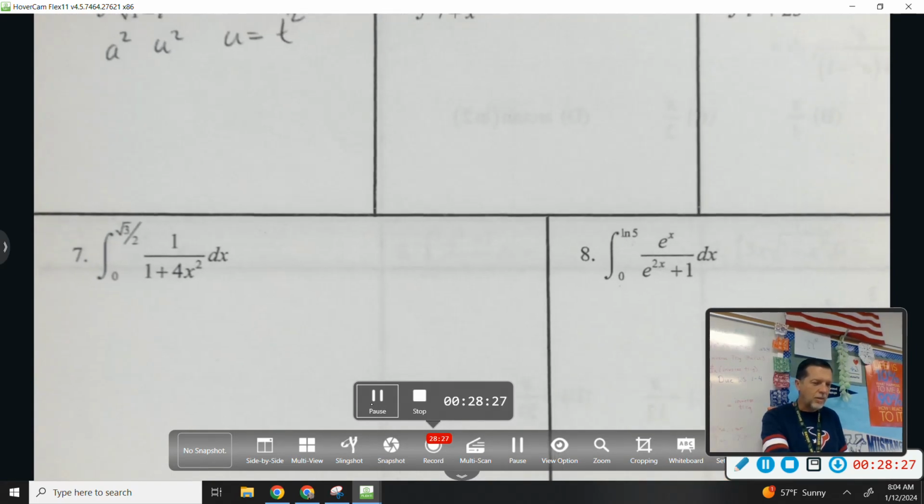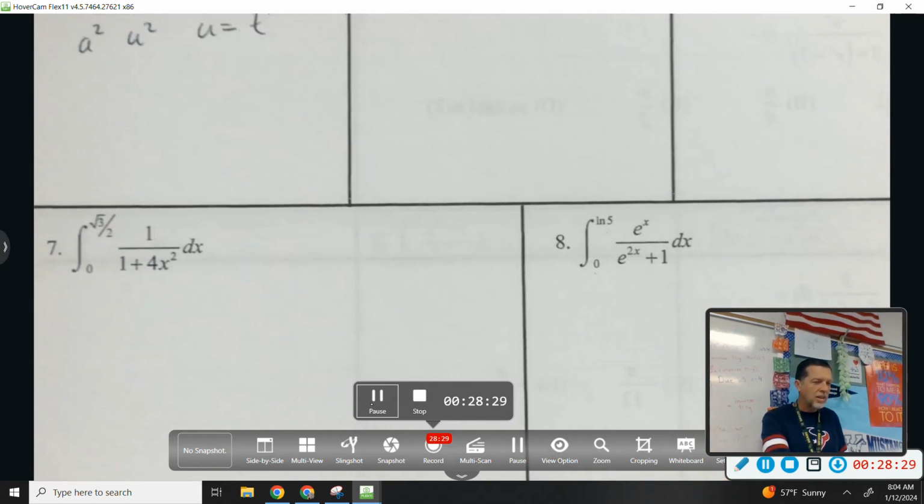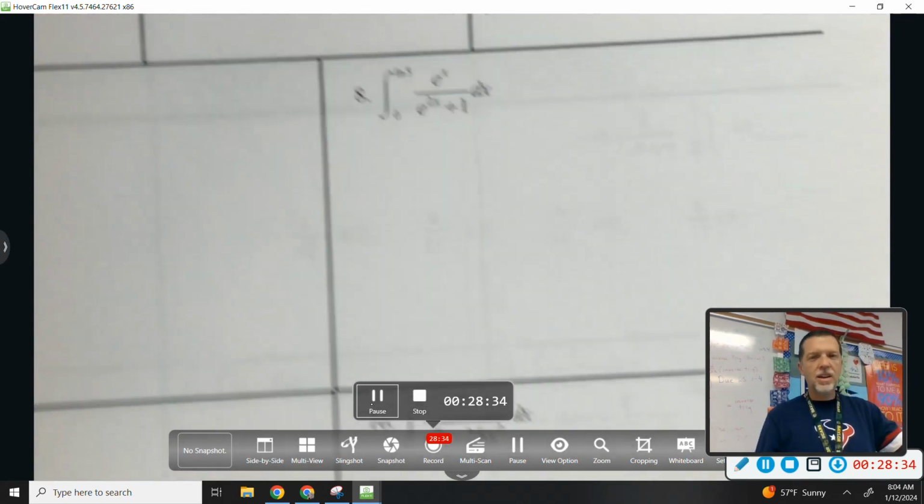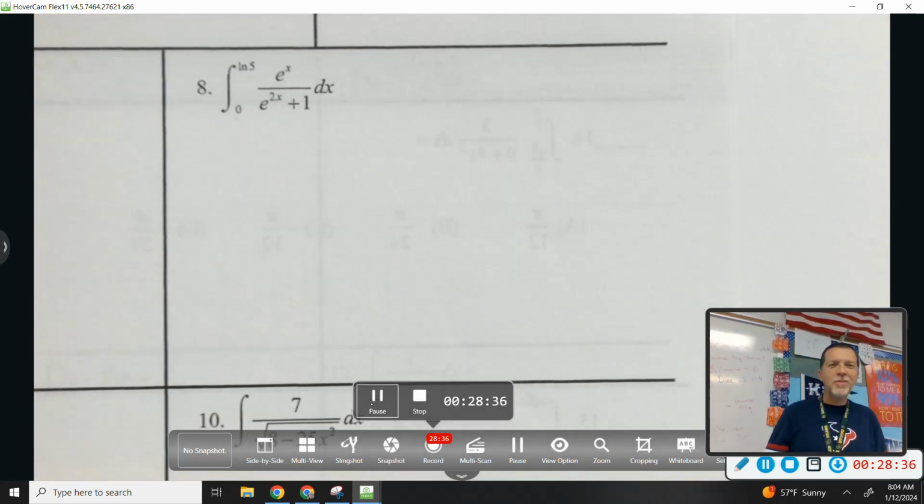Let's see. Do we need to do one with limits on it? Oh, let's do number 8. Number 8 looks interesting. And of course, when the math teacher says it looks interesting, it's not good. It's not interesting. It's just hard. Thoughts on what number 8 looks like?